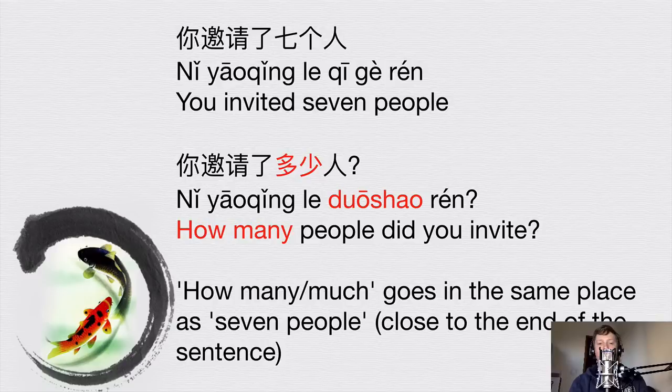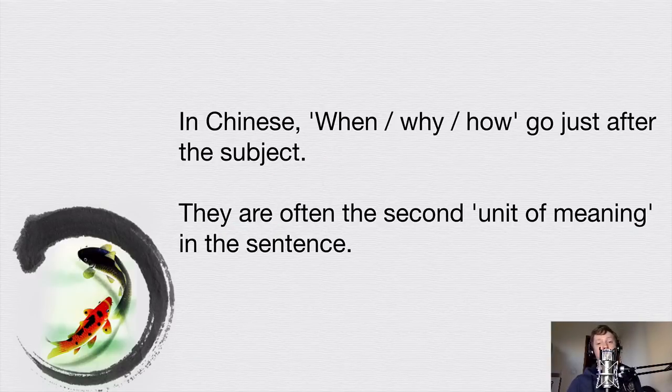So if we wanted to make this a question, and we want to know where to put the question word, it goes in the same place as the 7 people, which is basically almost at the end of the sentence. So as a question, this would be 你邀请了多少人? You invited how many people? Literally, you invited how many people? And this would translate as how many people did you invite? So let's have a look at some of the other question words now.